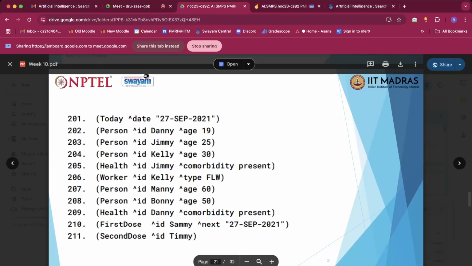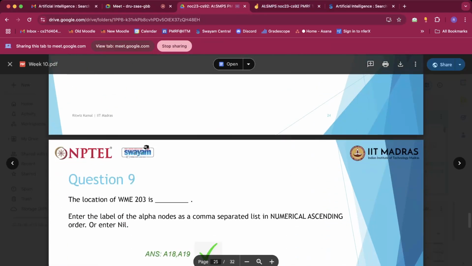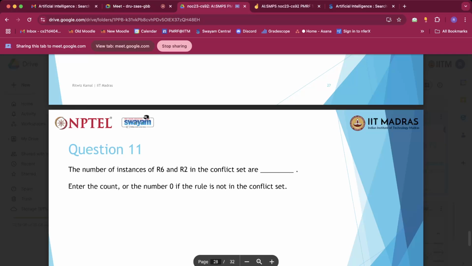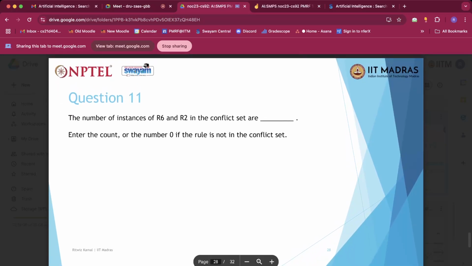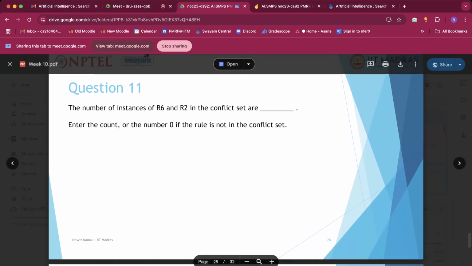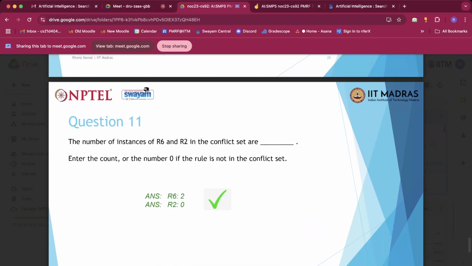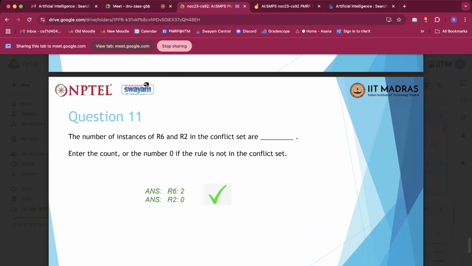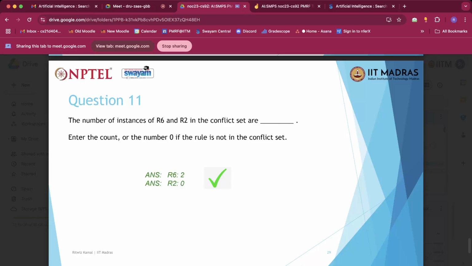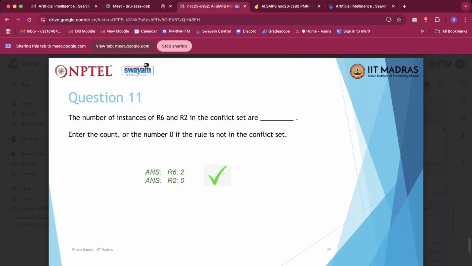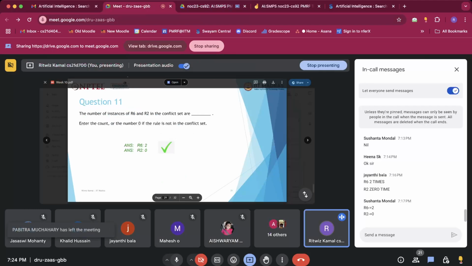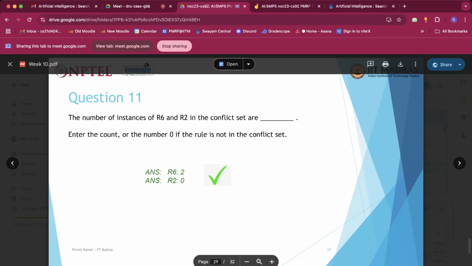Okay, so now let's check our question and the solution to the question. The number of instances of R6 and R2 in the conflict set are: rule 6 appears twice and rule 2 appears 0 number of times, because we didn't have rule 2 in the conflict set. Okay, so this is how we formed the conflict set. We also formed the conflict set in the previous problem.